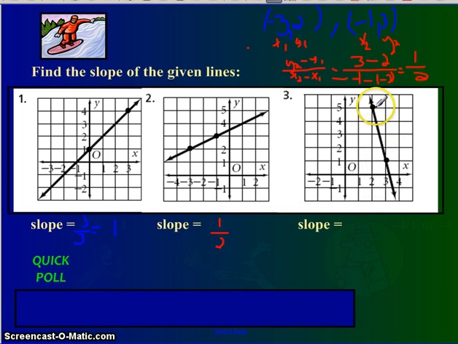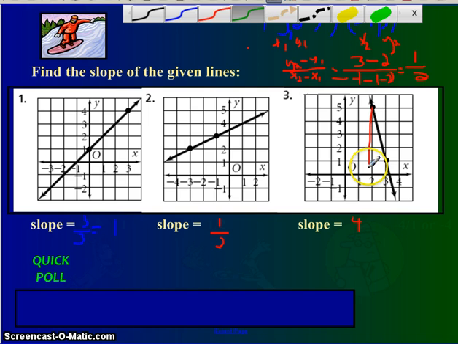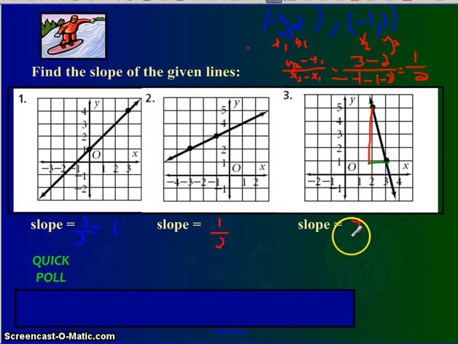On this last one, we're going to go back to counting. So we always count our rise first. I'm going to count that distance right there until I get even with the point. So that's 1, 2, 3, 4. So 4 is our rise. And then my run would just be that 1. So 4 over 1 would just equal 4.